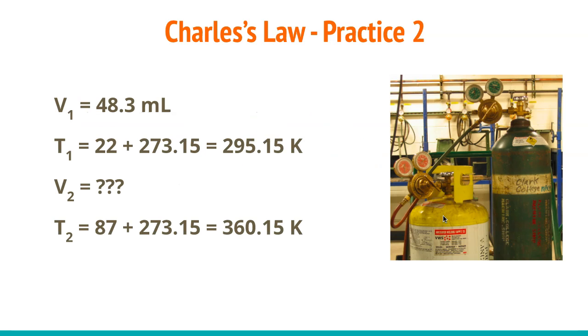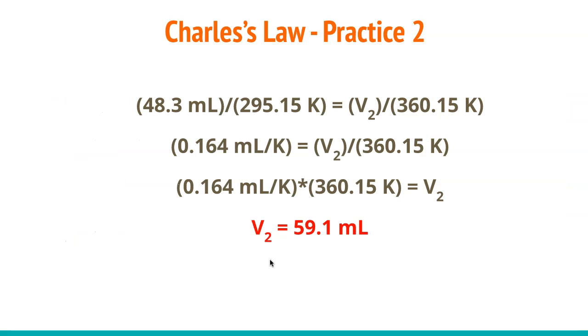So here's your variables, 48.3 milliliters for V1. T1 would be 295.15 Kelvin after the conversion. V2 is what we need to solve for, and T2 would be 87 plus 273.15 to give 360.15 for the total. So here's how you would solve this. You take V1 and divide by T1, V2 and divide by T2. So the left-hand side has all of the variables with values, and we can go ahead and condense that down to get milliliters per Kelvin.